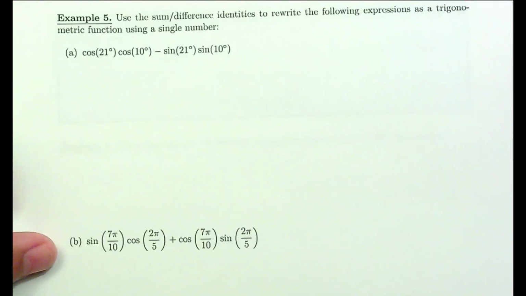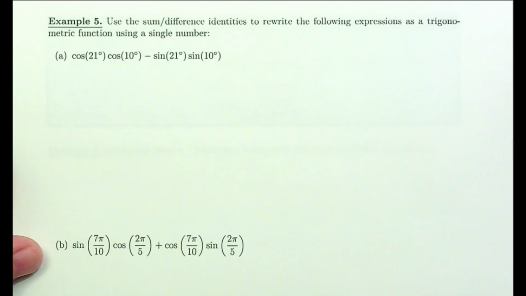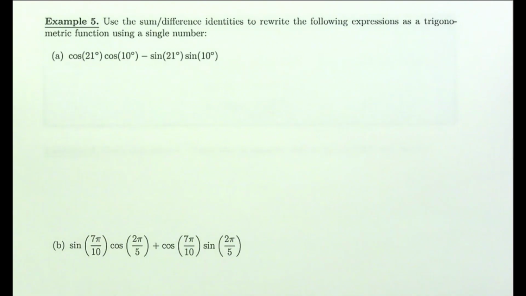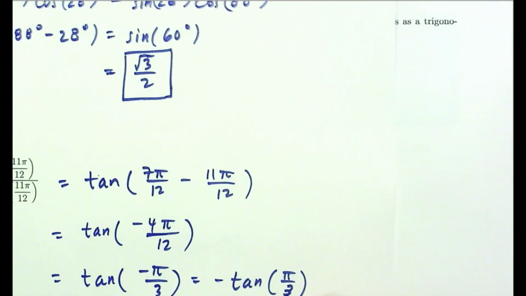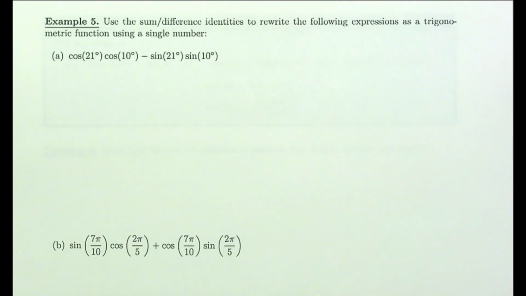Alright, now, if the result that you get after applying the formula is not a special angle, such as here, pi over 3, or 60 degrees, or 30 degrees, if it's not a special angle, then you just leave it like that.